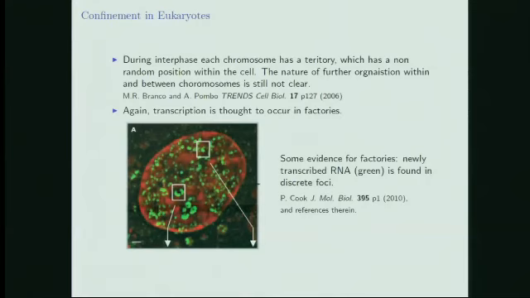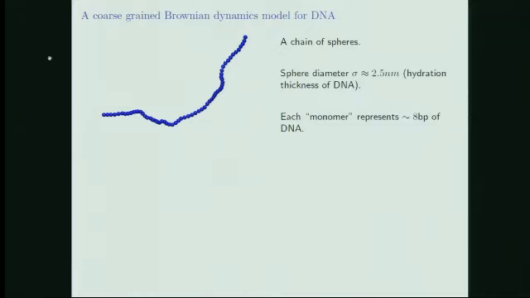So I'll briefly run through our coarse-grained simulation model. It's a very coarse-grained model, but it's quite standard. We treat the double-stranded DNA as just a chain of spheres, like a semi-flexible polymer. Each sphere or bead has a diameter of about 2.5 nanometers, so each of these monomers represents about 8 base pairs of DNA.